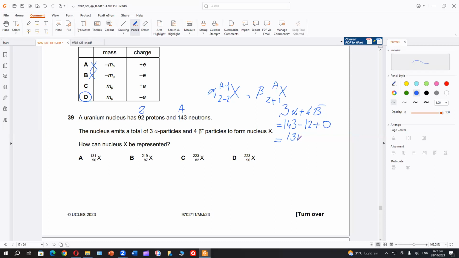By rule, we should get the answer, but we should double check. 92 protons. Now, talk about atomic number. So should I subtract 6? 92 minus 6. What about beta? Should I add 4 in it? Because 1 beta is plus 1, so 4 times beta is plus 4. So it will give us 90.